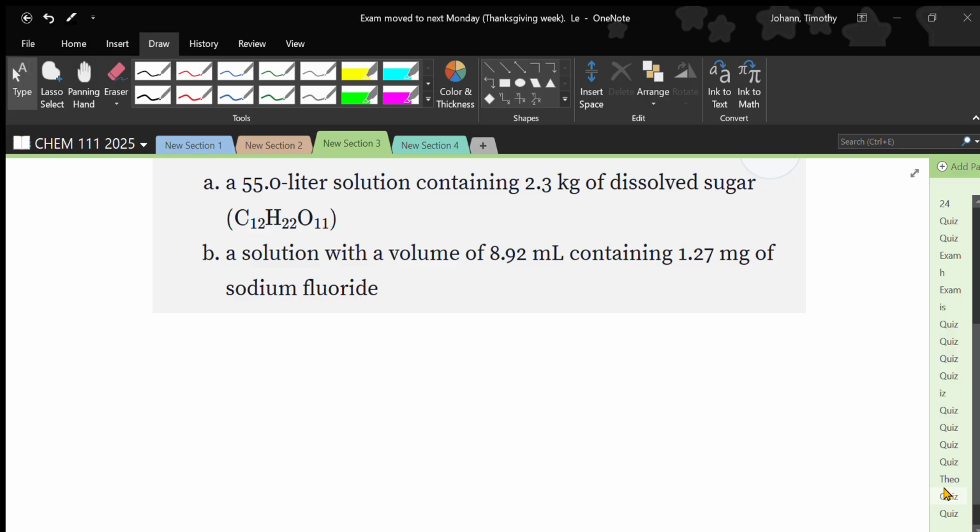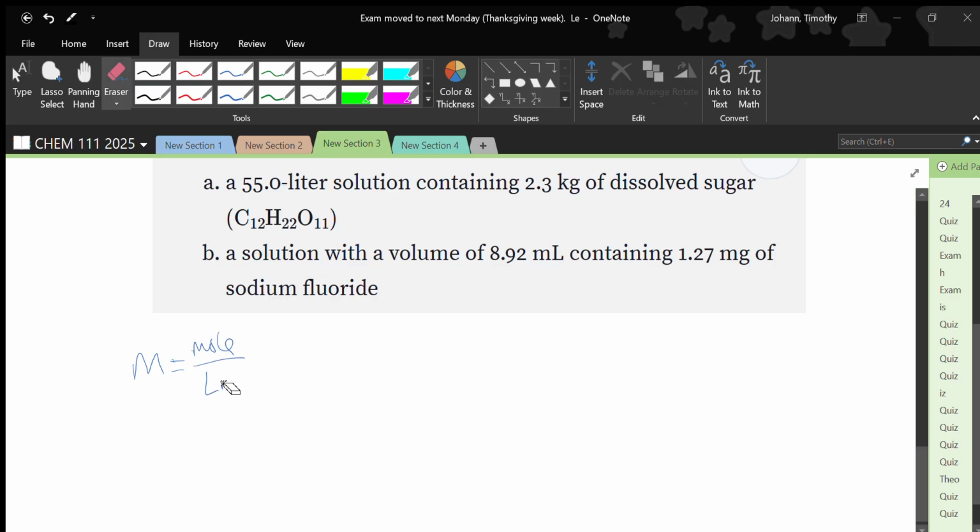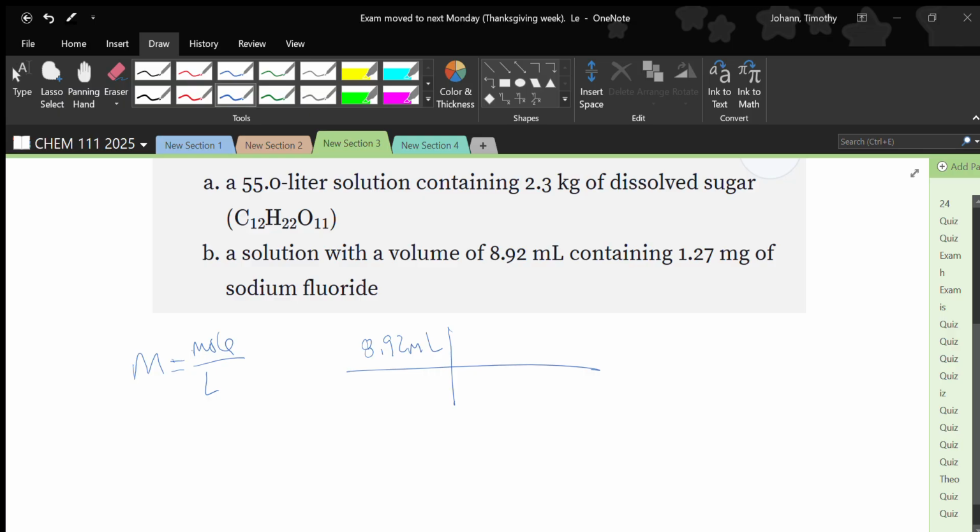So first of all, our molarity, remember, is moles per liter, right? So if it's moles per liter, what do I have to do with milliliters? Convert it to liters, right? So let's go ahead and do that. I've got 8.92 milliliters. How do I do my conversion here? How many milliliters in a liter? 1,000. Okay. So what goes on the bottom here? 1,000 milliliters equals 1 liter.